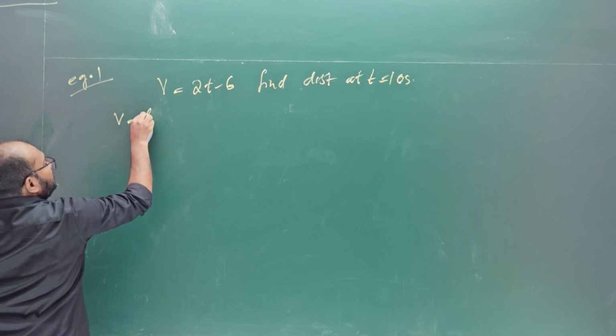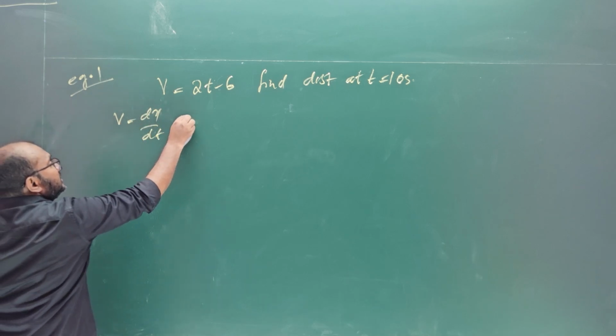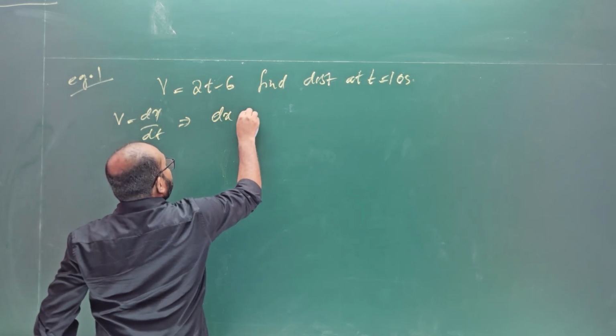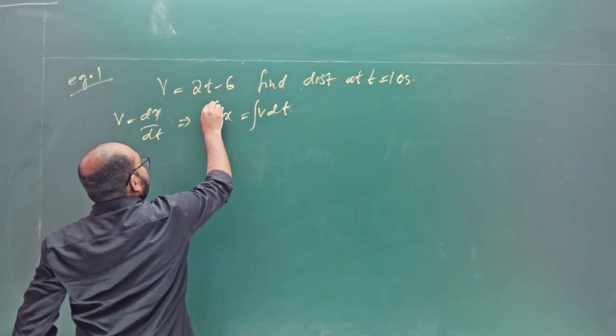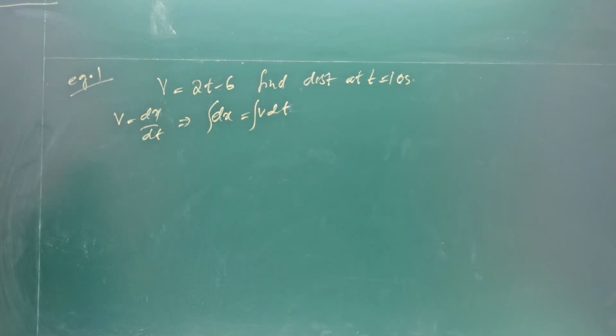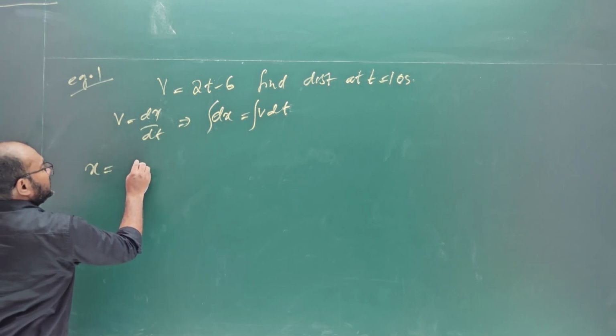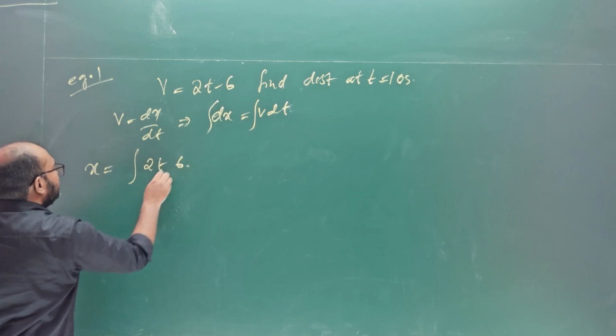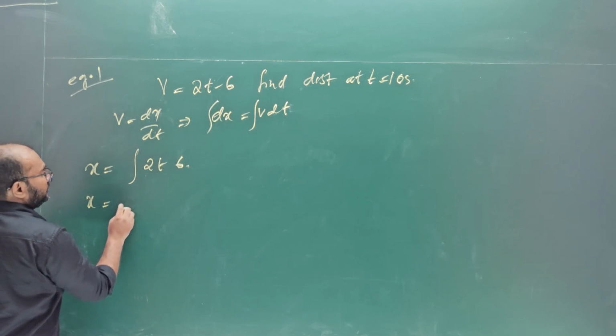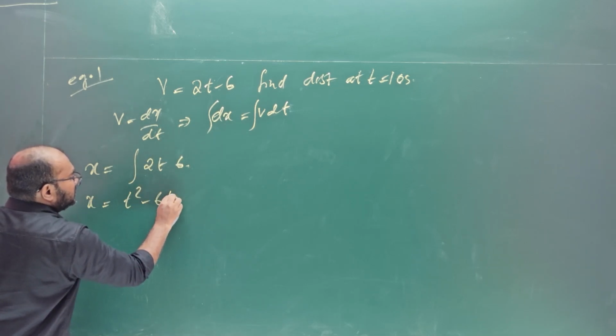Okay, so v is equal to dx upon dt, and this can be written as dx is equal to v dt, and integrating this, definitely this will provide you distance. That is the biggest mistake that you make. So x is equal to the integral of v, which is t square minus 6t.